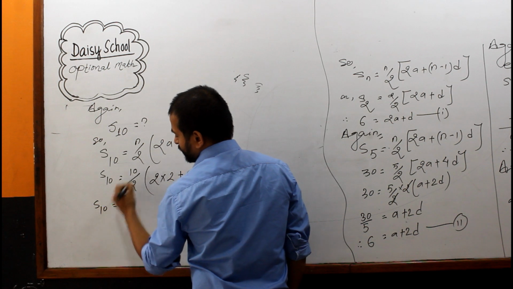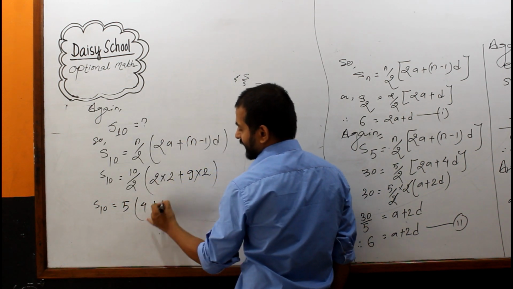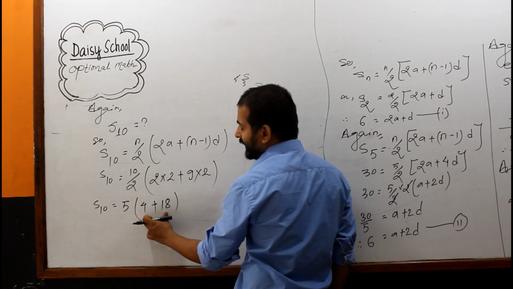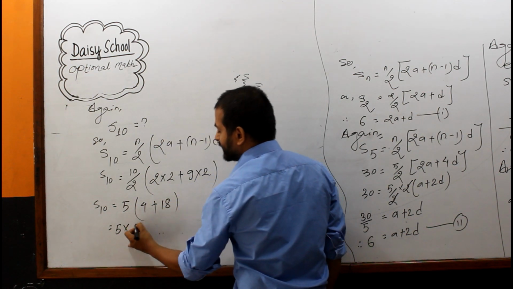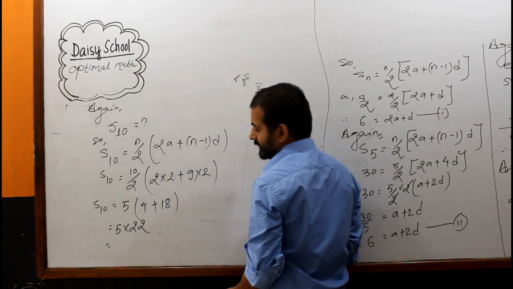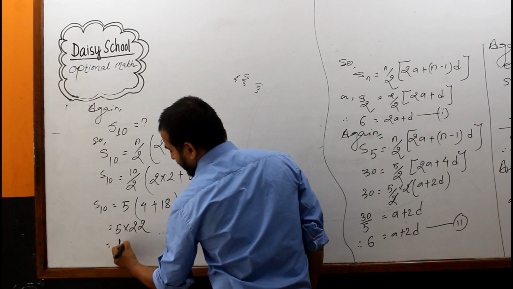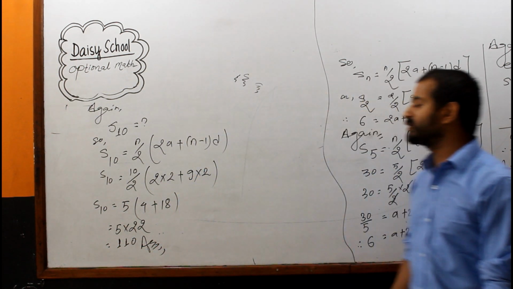S10 equals 5, 2 times 2 is 4, 9 times 2 is 18. So when you add 18 and 4, it is 22. Now when you multiply 5 by 22, it is 110. So the sum of the first 10 terms is 110.